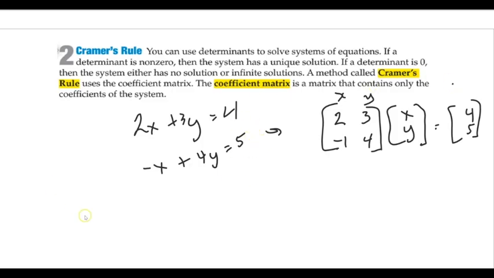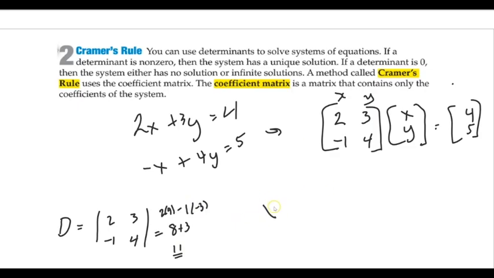Cramer's rule really just says 3 things. You find the determinant of the coefficient matrix: 2, 3, negative 1, 4. In this case, it'll be 8 plus 3, 11. Down minus up: 2 times 4 minus 3 times negative 1. You get 11. And then we have to find 2 more determinants.